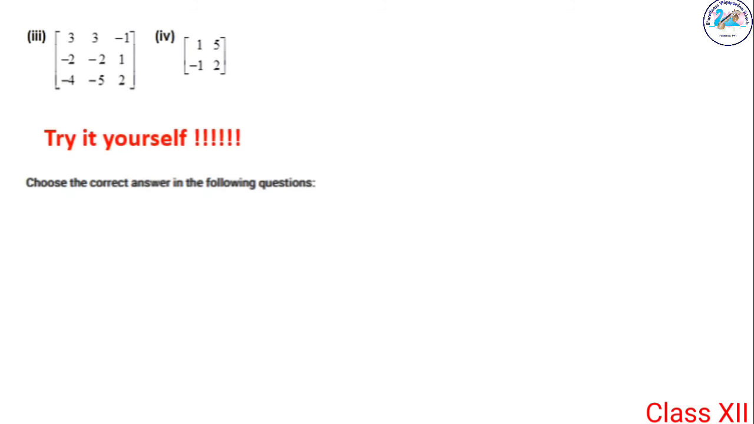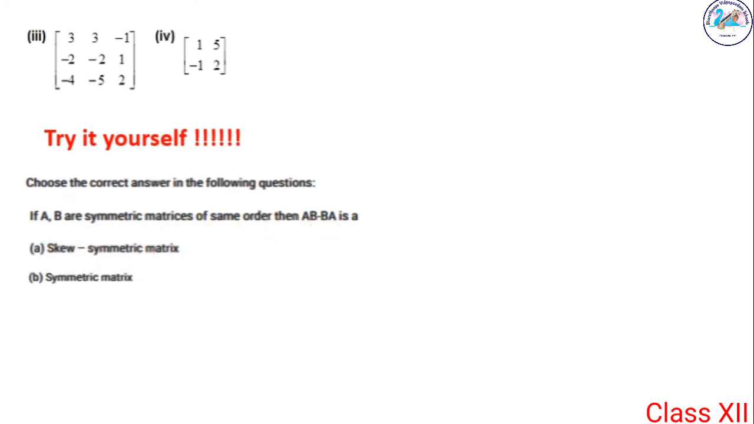We'll have a look at these two questions once. Choose the correct answer in the following questions. The first one: if A and B are symmetric matrices of the same order, then AB minus BA is. Four options are there: skew symmetric matrix, symmetric matrix, zero matrix, and identity matrix.